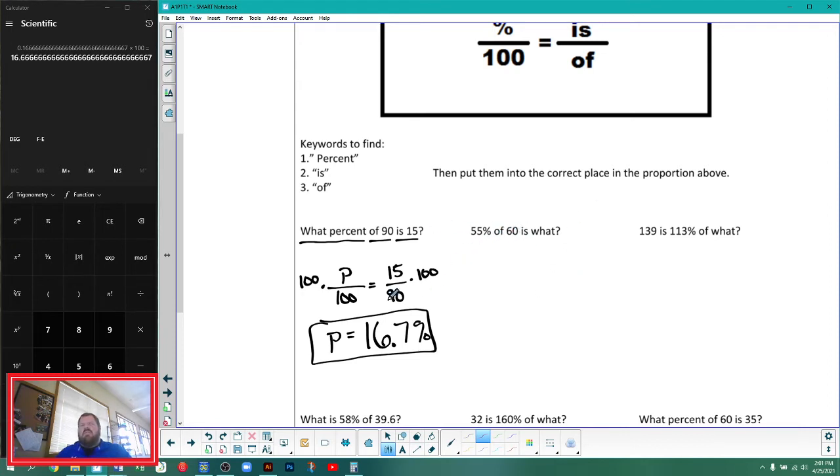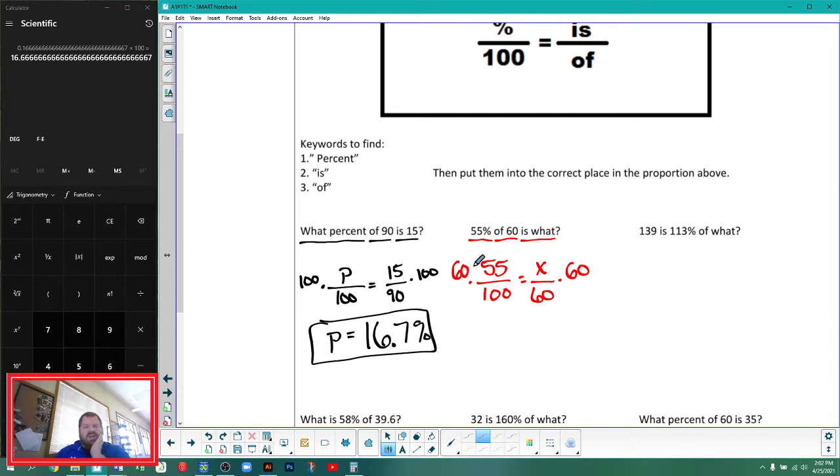Okay, same idea. Highlight, figure out what we're looking for, those kinds of things. 55% of 60 is what? So the is my question word, of is 60, and 55 is my percent. So percent over 100 equals is over of. To solve this, we're just going to multiply both sides by 60 and see what we come up with.